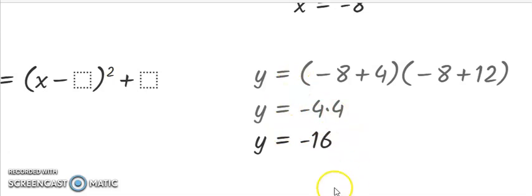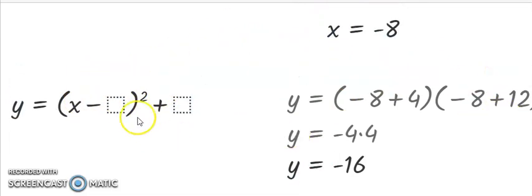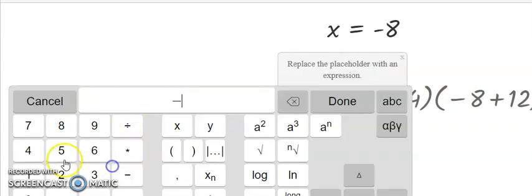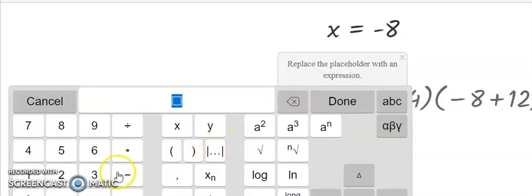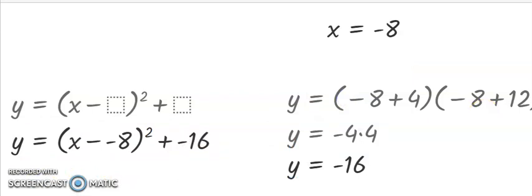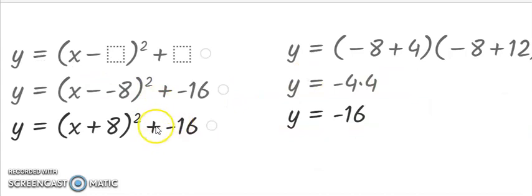All right, so we have the two numbers we need. We need an x value, which is -8, and the y value is -16. So in here I'm going to put -8, and -16. You have a double negative here, so it becomes addition, plus or minus, and this is our final answer for vertex form.